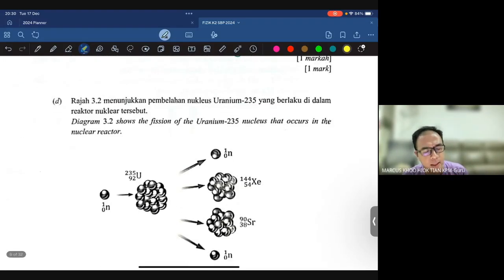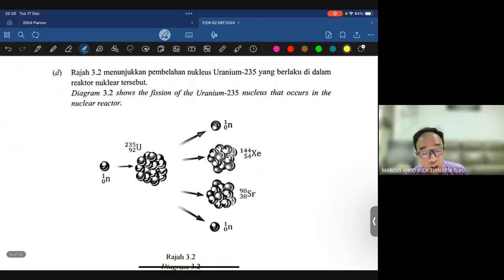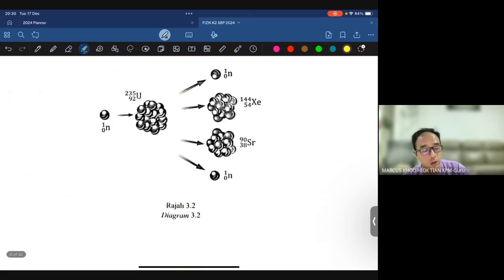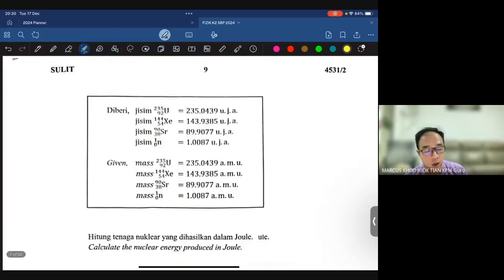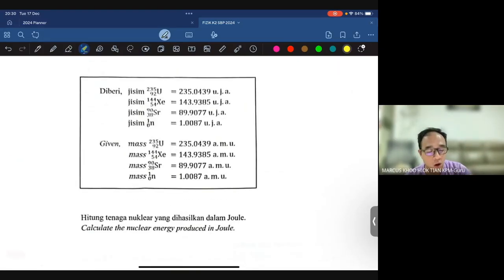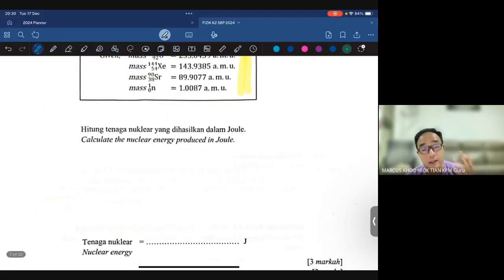All right, next. Diagram 3.2 shows the fission occurring over here. So you have one neutron and one uranium, and then you release two neutrons, one xenon and one strontium. Okay, so dia ada sebelum dan selepas lah. Then you're given all these amazing numbers. Calculate the nuclear energy. First thing we need to know is that the formula involved is E equals mc squared.